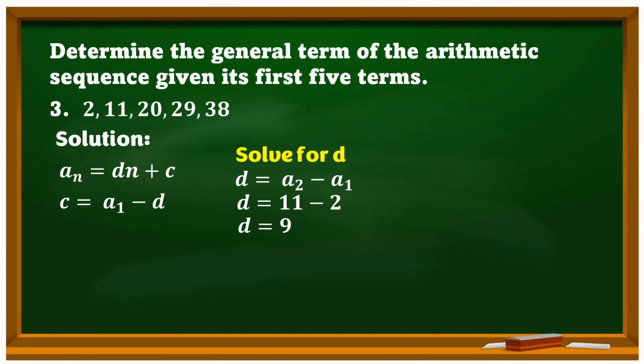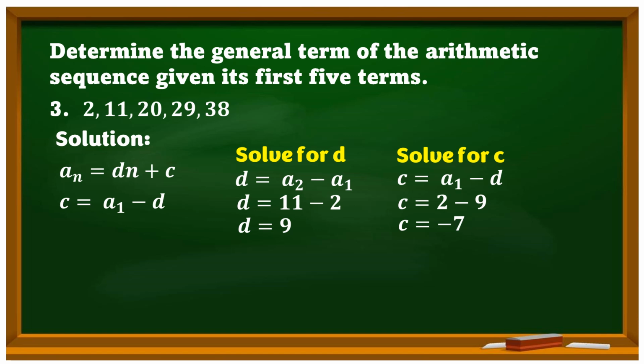Let us solve now for the value of c. And c is equal to a sub 1 minus d. The value of a sub 1 is 2, and the value of d is 9. So we have c equals 2 minus 9. 2 minus 9 is equal to negative 7. So therefore, the value of c is negative 7.